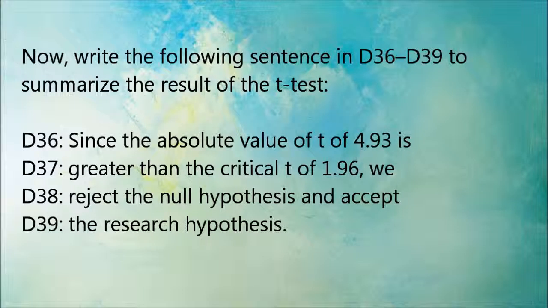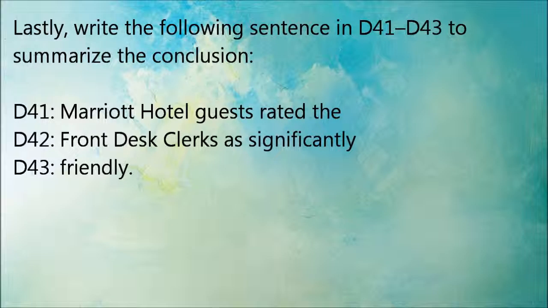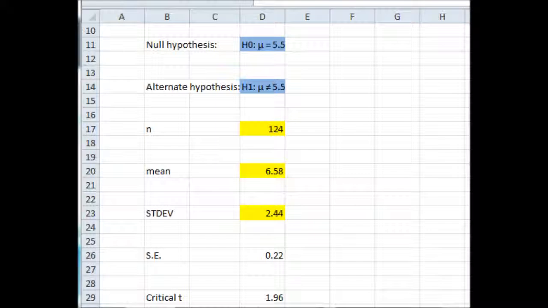Now, write the following sentence in D36 to D39 to summarize the result of the t-test. Since the absolute value of t of 4.93 is greater than the critical t of 1.96, we reject the null hypothesis and accept the research hypothesis. The final look of the worksheet should be like this.